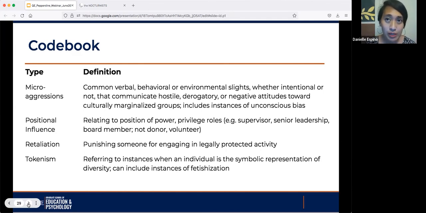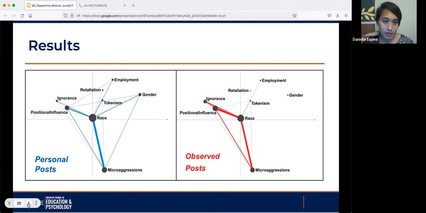We did a binary coding of whether these codes were present in each of the posts, and then we generated models to compare personal posts versus the observed posts. And then here's the resulting models. On the left, we have the personal posts, and then on the right, we have the model for the observed posts. And if you look within the model, the positions of the different constructs, we have the space defined by ignorance on the left and gender on the right, microaggressions at the bottom, employment at the top.